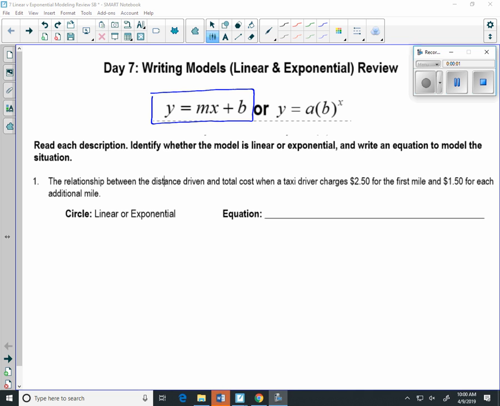A couple of notes that I would like to include on the top of your paper. Remember, this is your model for linear. Your M represents your slope. And when we're talking about linear, our slope can only be adding or subtracting. So there's your signs to put in there. Your B is your starting point, or your y-intercept.